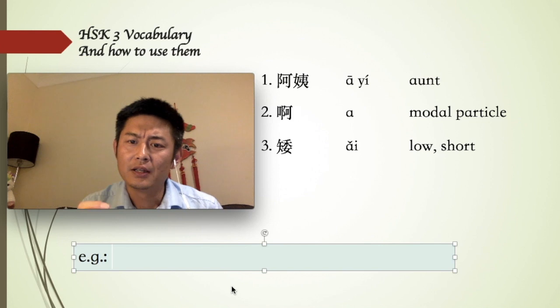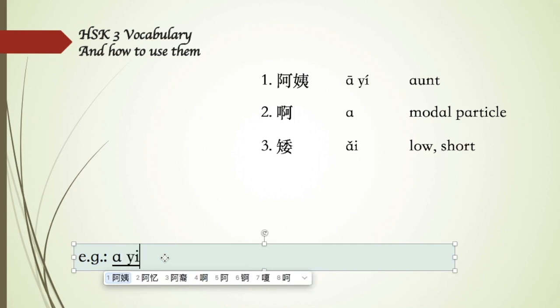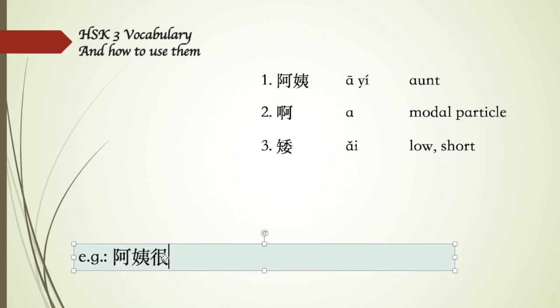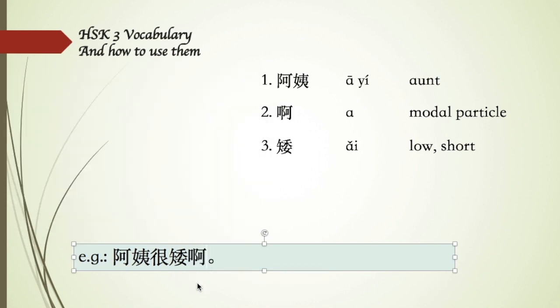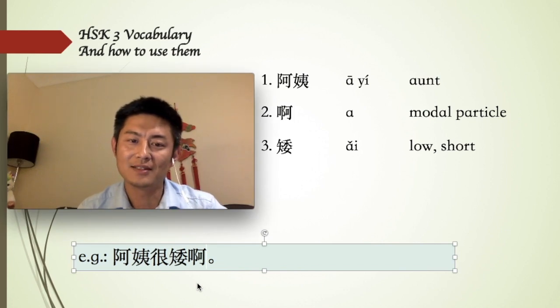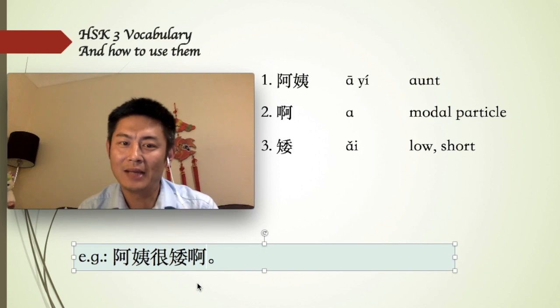Anyway, let's try to put 3 words in one sentence. First of all, 阿姨 is short. That's very easy. 阿姨很矮。阿姨很矮。And we put 啊 at the end. Now we have 3 words in one sentence. 阿姨很矮啊。Aunt is very short. Wow.